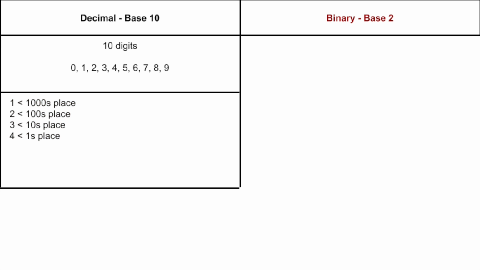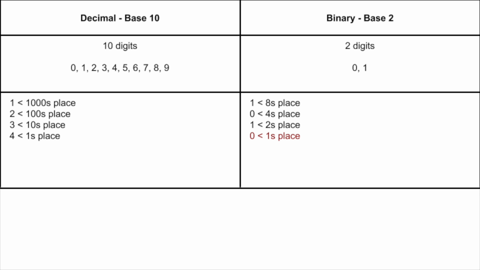So binary, on the other hand, only has two digits, 0 and 1. So all numbers are made up of only zeros and ones. And instead of each place having its value 10 times more, it's only going to be 2 times more. So if we have a number like, say, this 1010, this is the ones place, this is the twos place, this is the fours place, and this is the eights place.